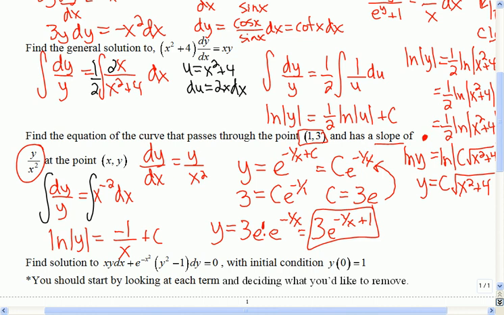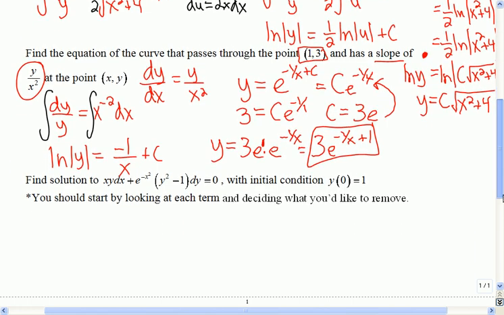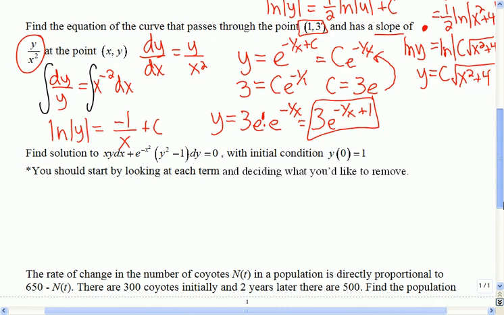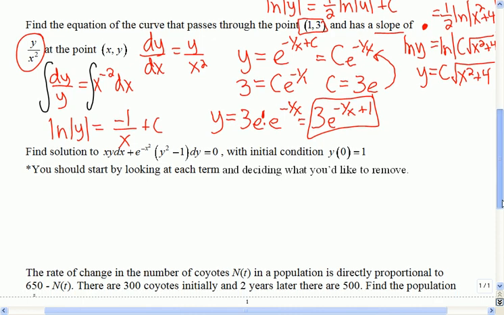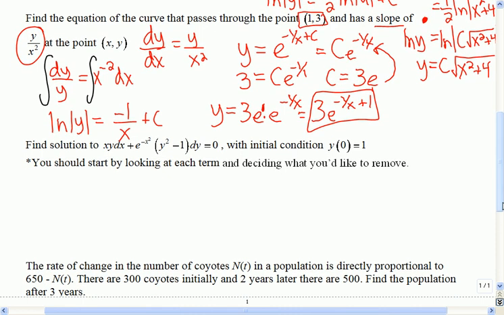So for the next question, I'll have you try and come up with the particular solution. Find the constant. Here's the differential equation for you to work with. And here's the initial condition that will give you what the constant was equal to. So see if you're able to decipher that.